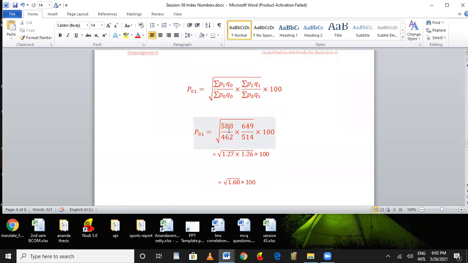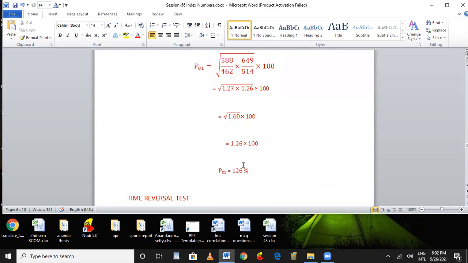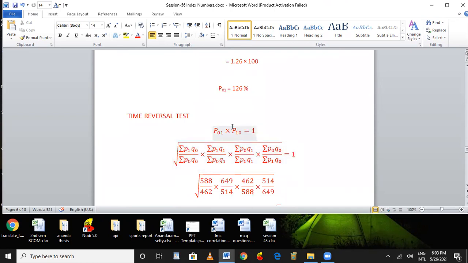Then 588 divided by 462 into 649 divided by 514, into 100, so that you will get 126. So this is the Fisher's index number: according to it, 126%. Then we have to see whether it satisfies the time reversal test. The formula for the time reversal test is P01 into P10 equal to 1.